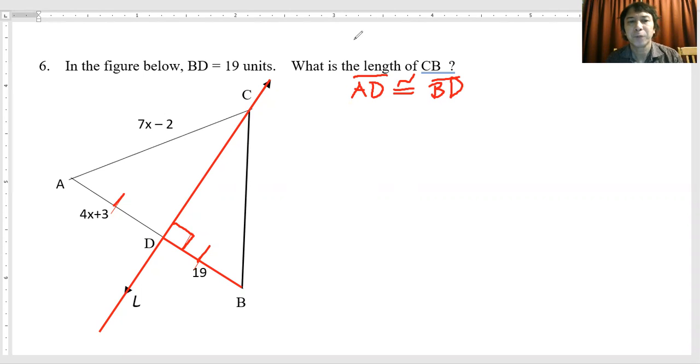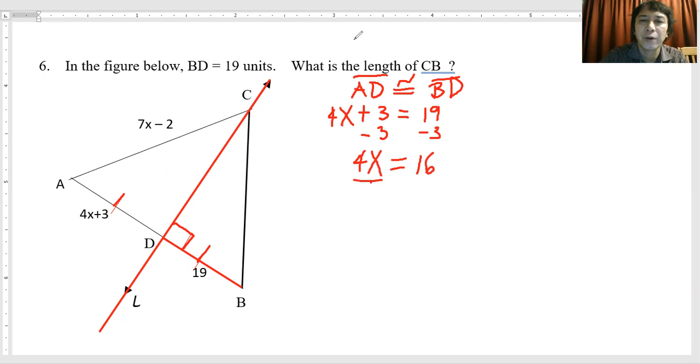And we can make use of this to set up an equation. We have 4x plus 3, and this will be equal to 19. And so we will solve this simple linear equation to get x. By way of subtraction, minus 3 to both sides, this will now be 16 equal to 4x. After division by 4 to each side, x is found with a value of 4.